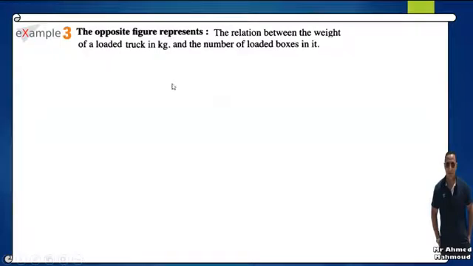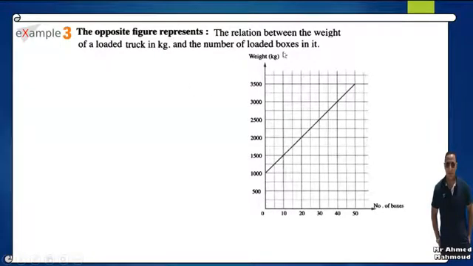The next example. In this example, the opposite figure represents the relation between the weight of a loaded truck in kilograms and the number of loaded boxes in it. Here in the y-axis we have the weight, and in the x-axis we have the number of boxes. If the number of boxes is 0, the weight is 1000, which is the weight of the truck. If we have 10 boxes, the truck and boxes weigh 1500. If we have 20, the weight will be 2000, and so on.